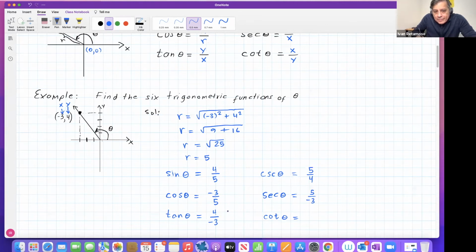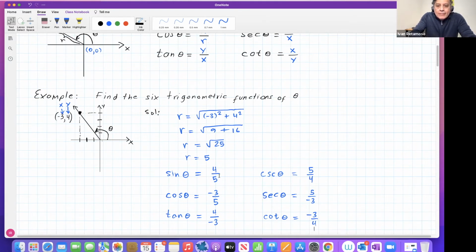Flipping tangent, we get cotangent, right? So let's take the reciprocal of tangent, -3 over 4. That is cotangent. Very good, guys. So as you can see, we got all the trigonometric functions, but now in general, based on the coordinates of a point on the terminal side.